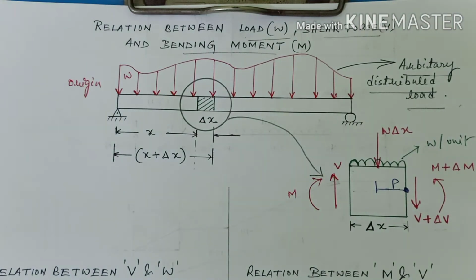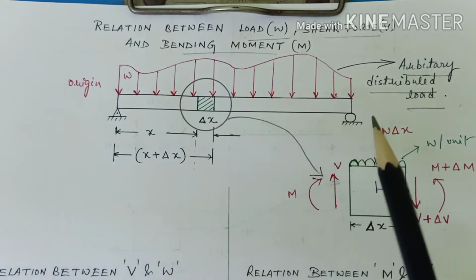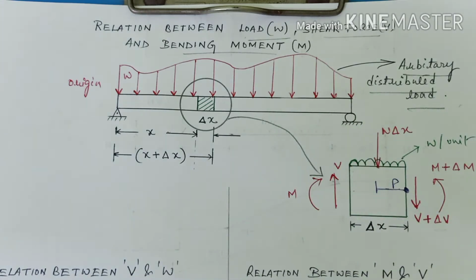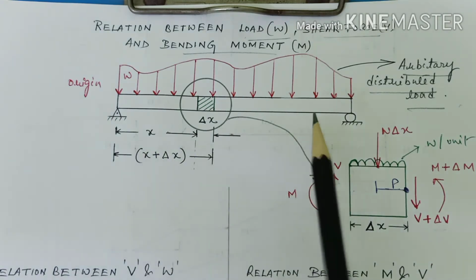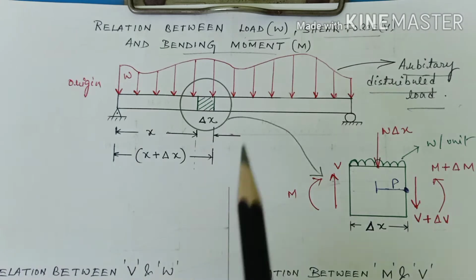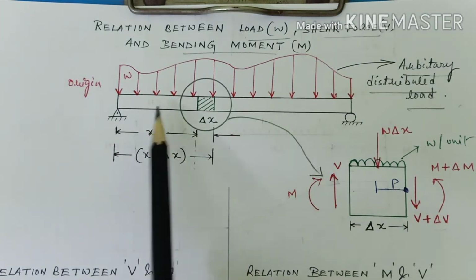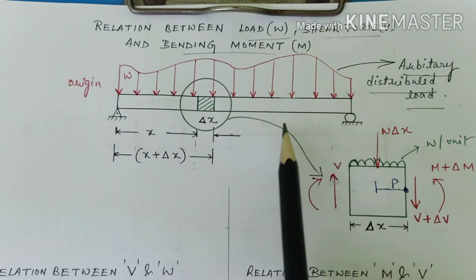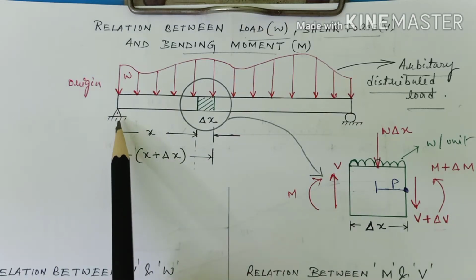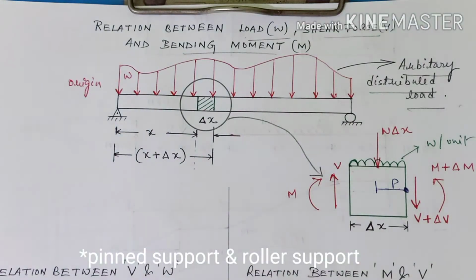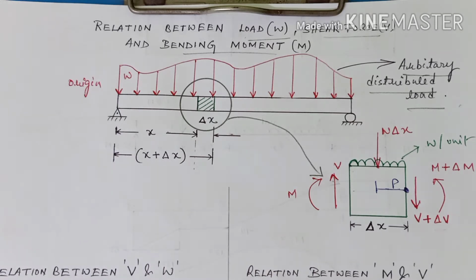So this kind of relations is essentially used for analyzing this kind of beams, okay, where the loads are distributed arbitrarily. Okay, so for deriving such equations, let us consider a simply supported beam. So what is a simply supported beam? A beam in which in one end we have a pin joint and in other end we have a roller joint. Those kind of beams are called simply supported, right?